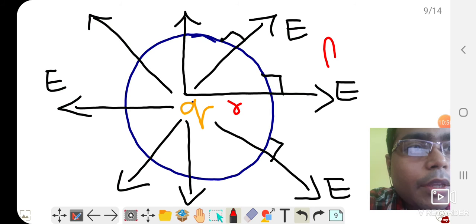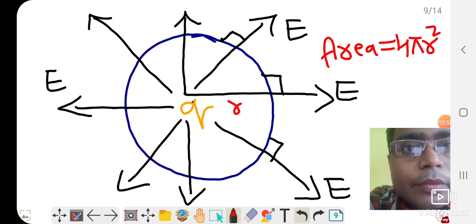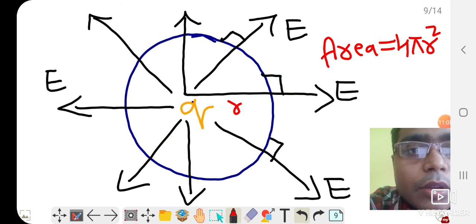So what will be the area of the sphere? The area of the sphere is given by 4 pi r square. I think you are aware of this. Area of a sphere is given by 4 pi r square. So we have placed a point charge q at the center of the sphere, and you know that for a positive charge the electric field lines will be radially outward. This we have discussed earlier.